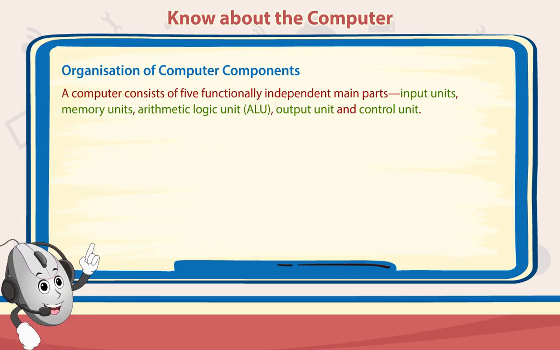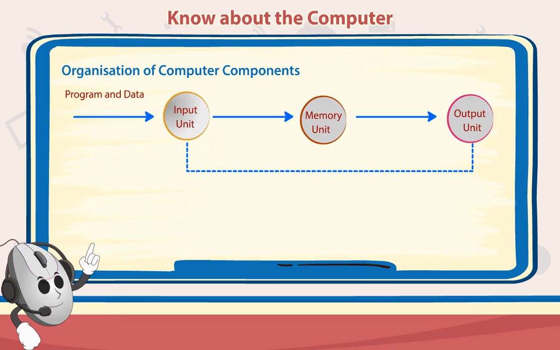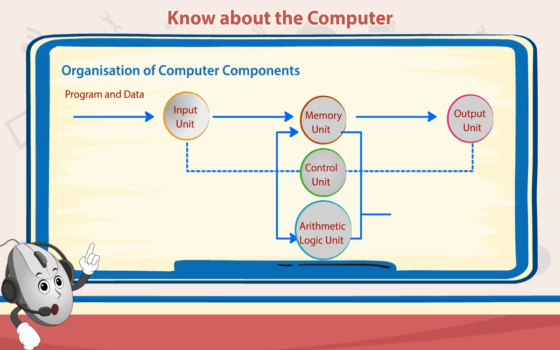A computer consists of 5 functionally independent main parts: input unit, memory unit, arithmetic logic unit (ALU), output unit, and control unit. Program and data. Input unit, memory unit, output unit, control unit, arithmetic logic unit, central processing unit.